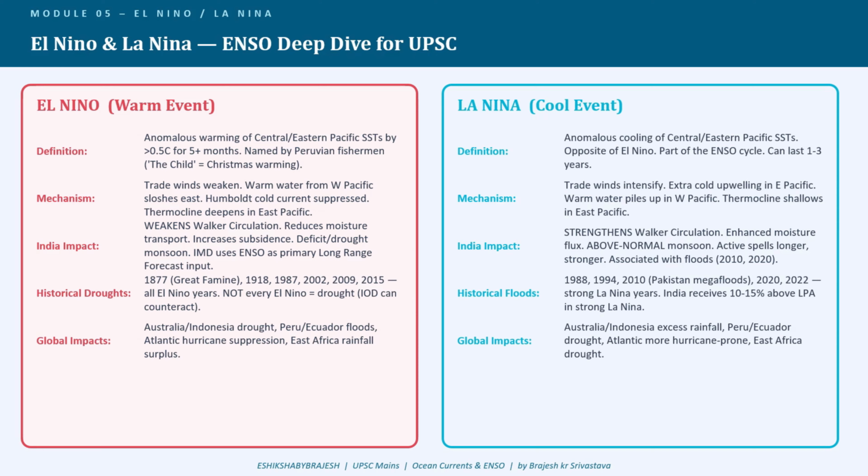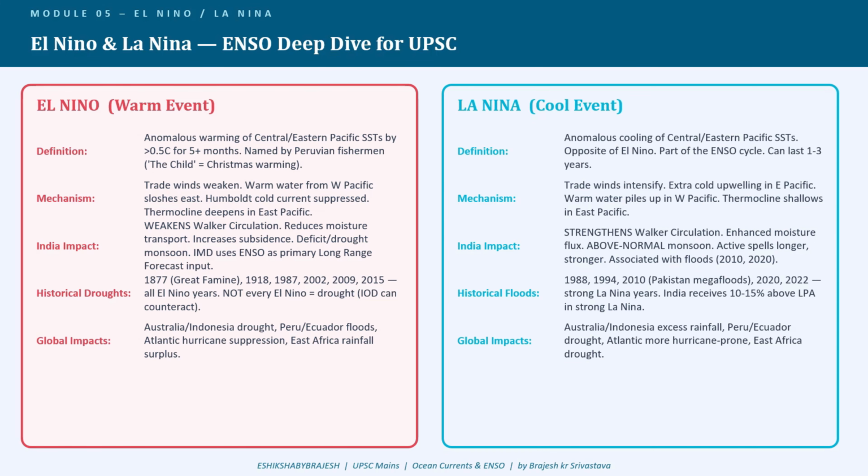India impact: enhanced Walker circulation sends stronger moisture flow toward India. Active monsoon spells become more frequent and intense. India typically receives 10 to 15% above the long period average in strong La Nina years. Historical floods: 1988, 1994, 2010. The 2010 Pakistan mega floods, which killed 2,000 people and displaced 20 million, were during a strong La Nina. 2020, 2022, all strong La Nina years.